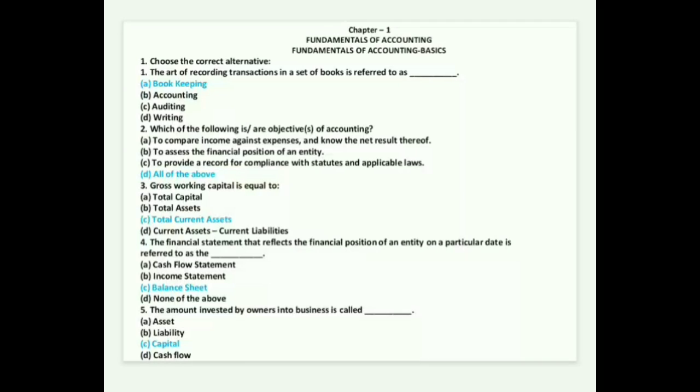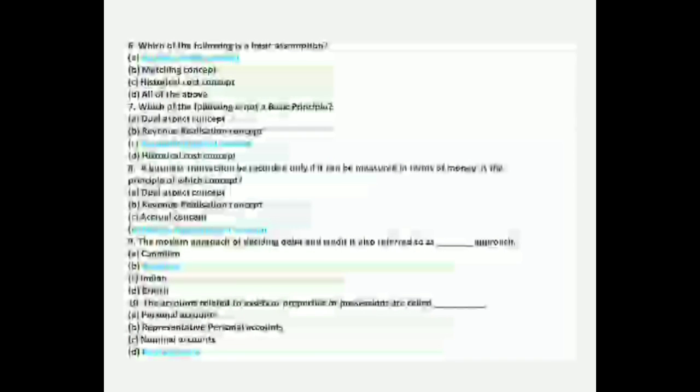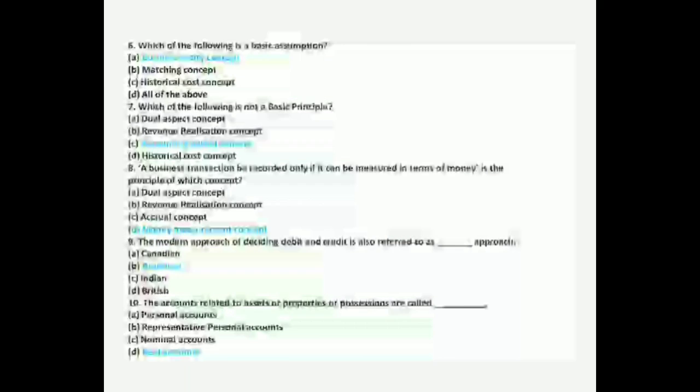Let's see now the sixth question: which of the following is a basic assumption? Like what are the assumptions? The options are business entity concept, matching concept, historical cost concept, all of them. So well, the basic assumption is the business entity concept. Business entity concept is the basic assumption.